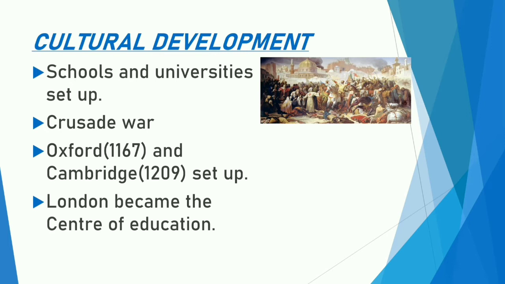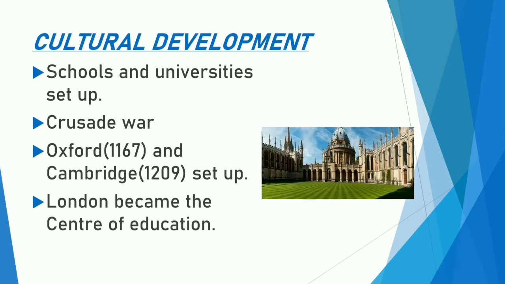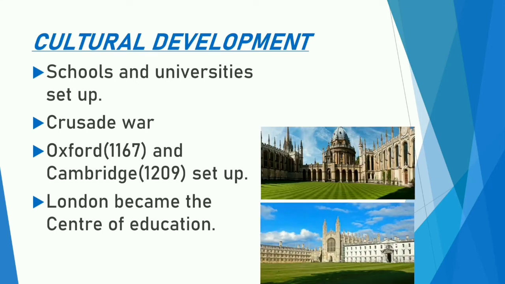So education moved outside of the church, and that is how the schools and universities started building up. Oxford and Cambridge were also set up in this age. At that time, London became the center of education.